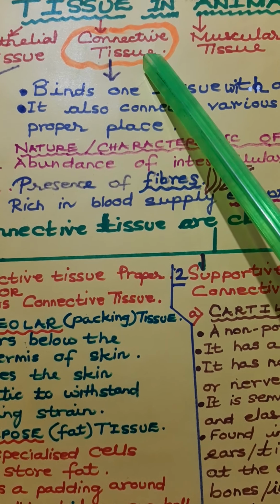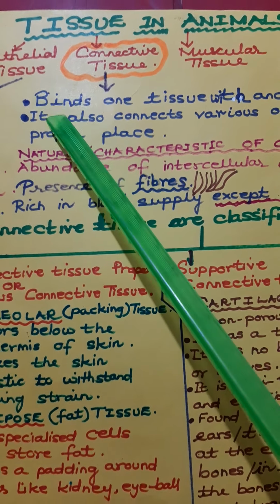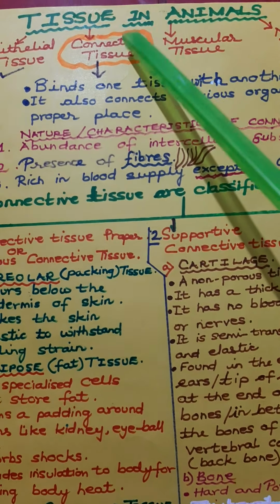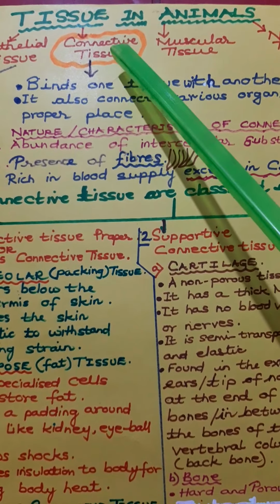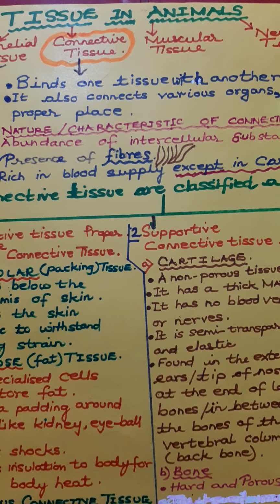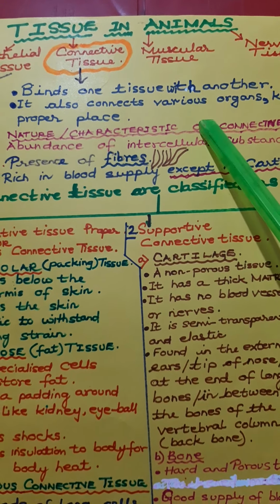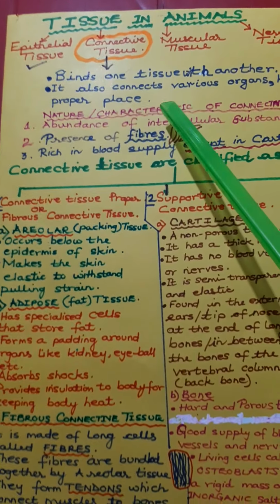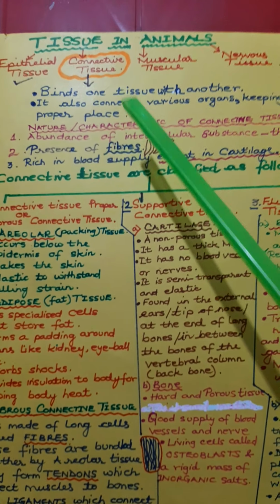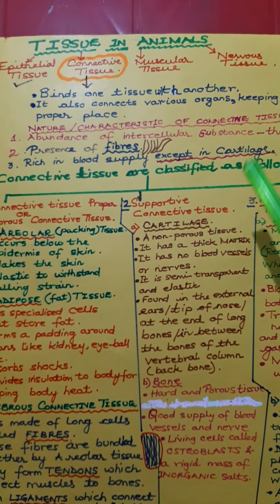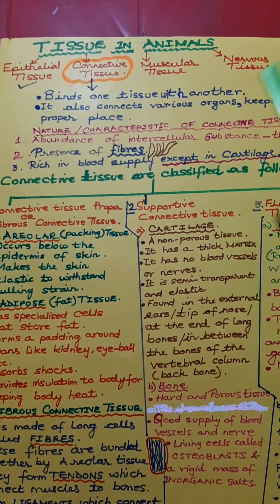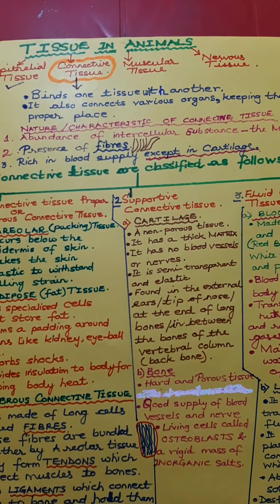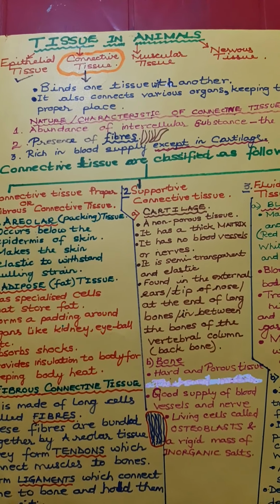Now, connective tissue is that tissue which binds one tissue with another. The name is only very suggestive. It connects one tissue with another. It also connects various organs, keeping them in their place. Connects organs, connects tissues. That's why it's called connective tissue. Okay? Now, nature and characteristics of connective tissue.